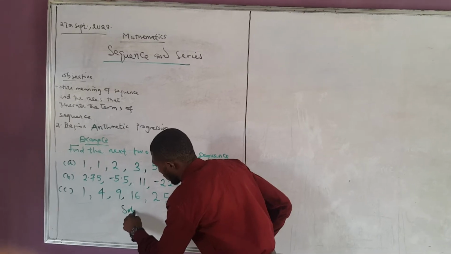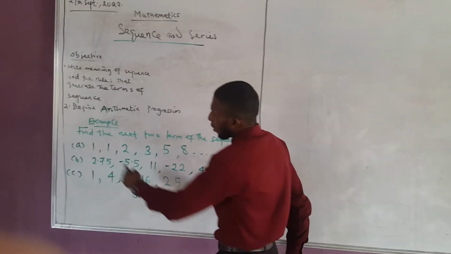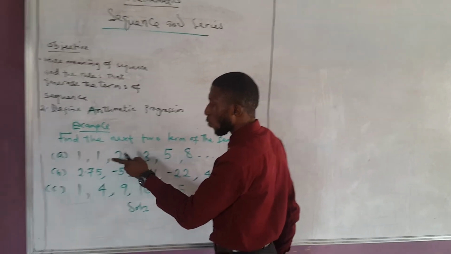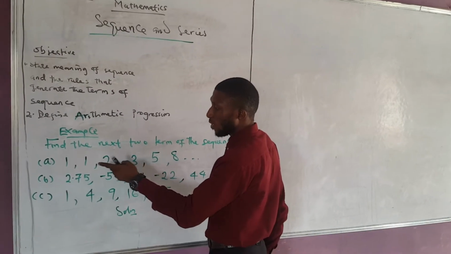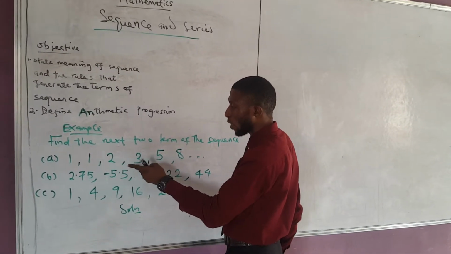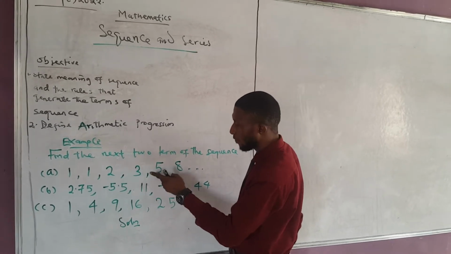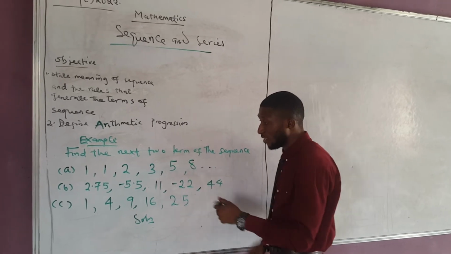Okay, let's take these numbers and see what is happening between them. The first one plus the second one gives us the third one, while the second one plus the third one gives us the fourth one. Then the third one plus the fourth one gives us the fifth one. The fourth one plus the fifth one gives us the next one, and that's the sequence.